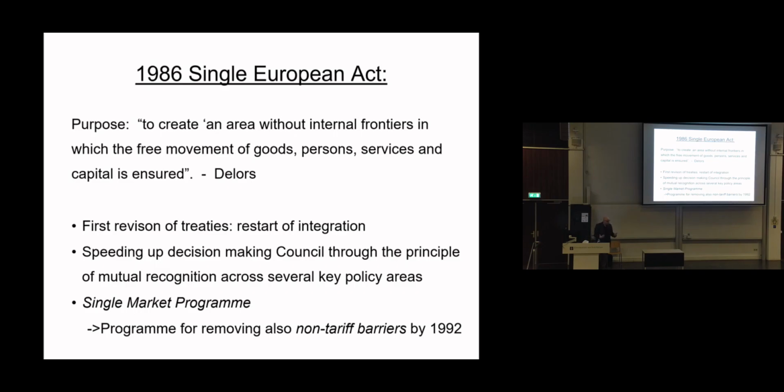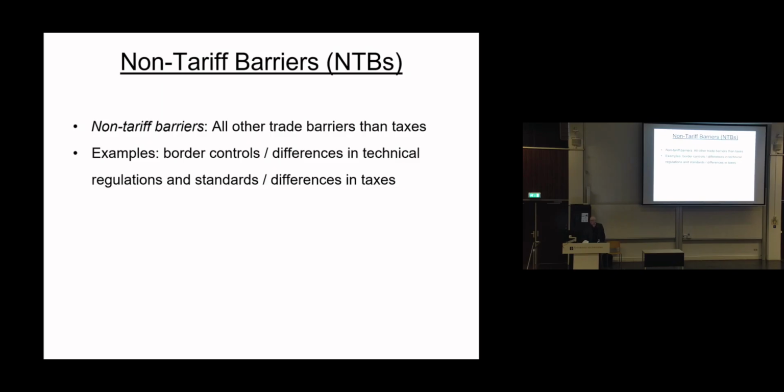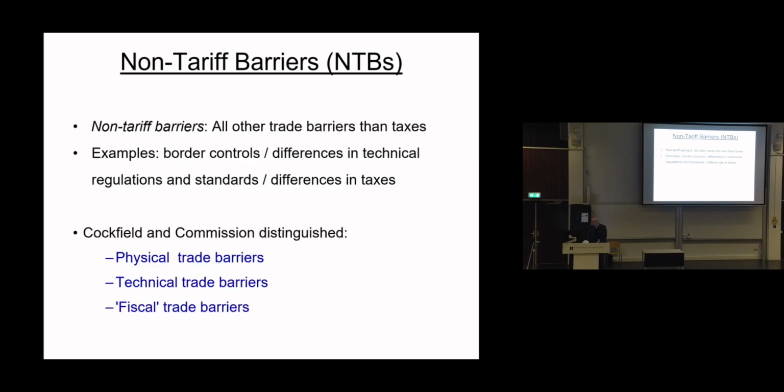And it was a restart of European integration, and the idea was also that there would be a program for removing non-tariff barriers, like technical standards or quality requirements for products, that they should be harmonized. Here we have it: non-tariff barriers are all other trade barriers than taxes, for example, border control, differences in technical regulation and standards. And today the European Union is really important in setting standards for products. Actually, it's dominating the world with its product standards.